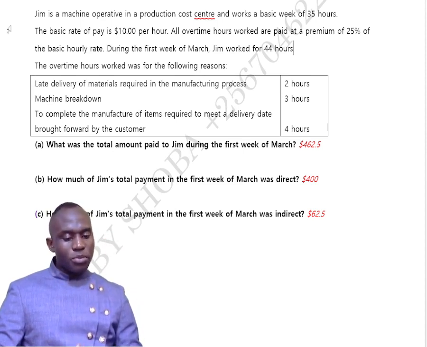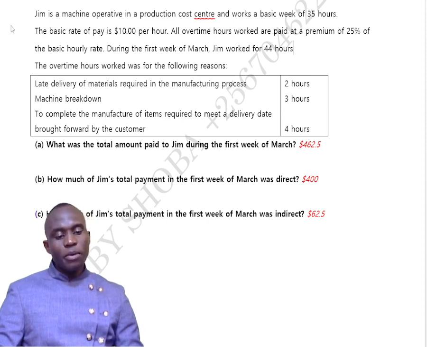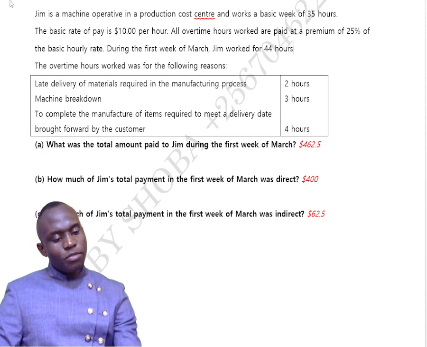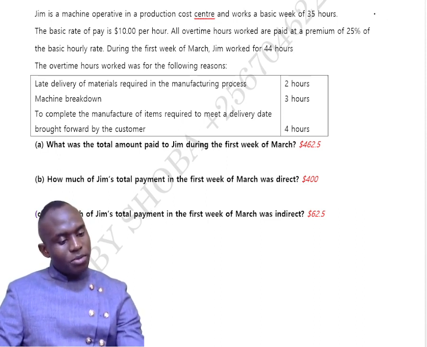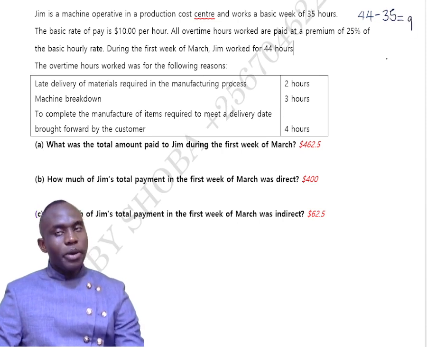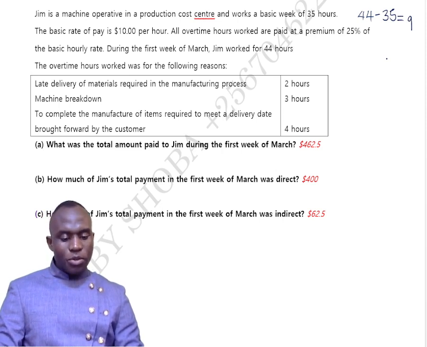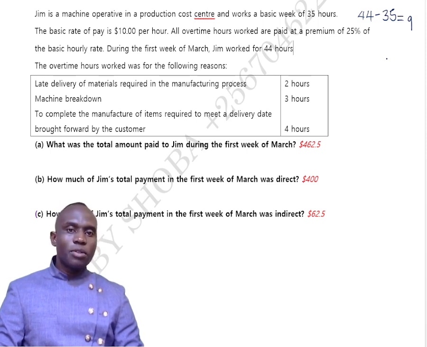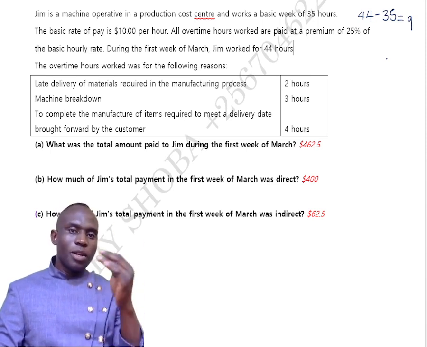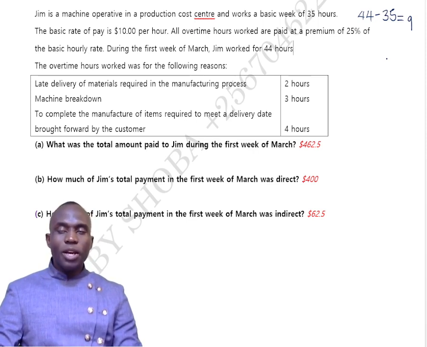Then during the first week of March, he worked for 44 hours. He's supposed to work for 35, but he has worked for 44 hours. So it means overtime hours were 9 hours. Now overtime is worked due to the following reasons. The first one is late delivery of materials. So the guy was busy in the factory waiting for materials to be delivered. So that is idle time.